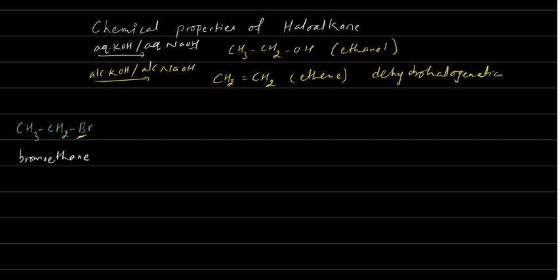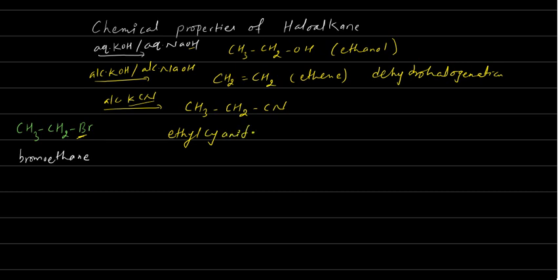When haloalkane bromoethane reacts with alcoholic potassium cyanide, the product formed is again by a nucleophilic substitution reaction, that is CH3CH2CN. Here in potassium cyanide the bond is ionic, therefore the product formed is a cyanide compound. This is ethyl cyanide.